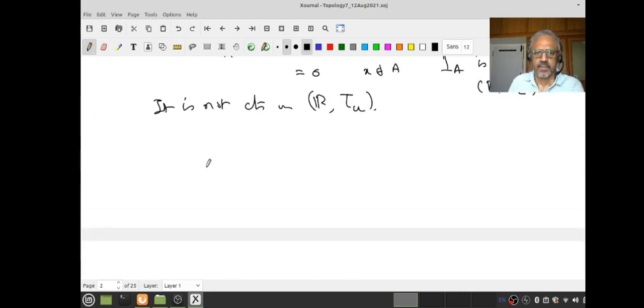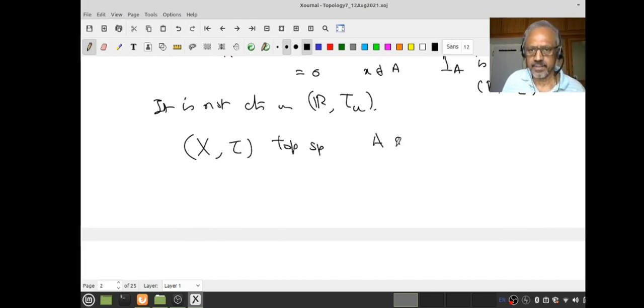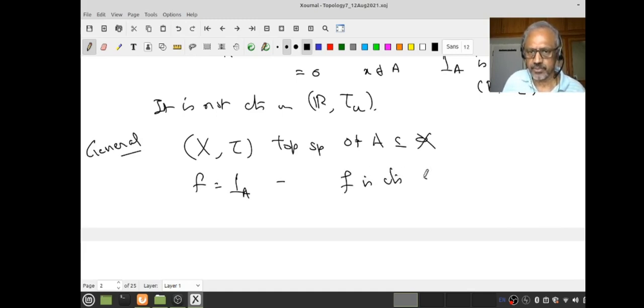If you go through the proof, I can ask a more general question. Suppose (X, tau) is a topological space, and let us assume that A is a non-empty subset of X. Then I define F to be the indicator function of A. I hope all of you understand this. Now suppose F is continuous on (X, tau). What can I conclude? If you go through the proof, there is something very interesting, which all of you should have found out. That's our aim.